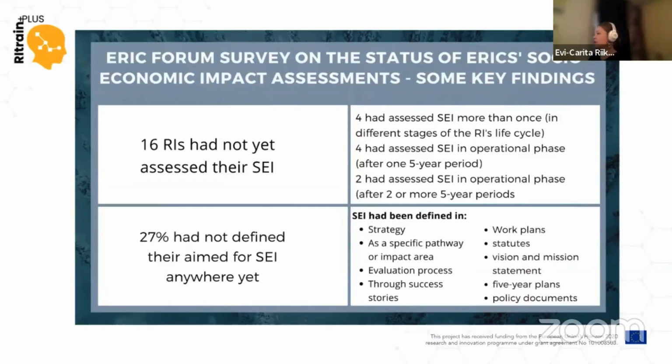Some had linked it to the evaluation process, either to the scientific evaluation that they were required to conduct every 5 years or so, or to the wider evaluations such as the Express evaluation. Some had developed specific success stories that they used to communicate their impact. And they also mentioned documents like work plans, statutes, vision and mission statements, 5-year plans, or other types of policy documents. So again, the definitions were included in different places and different areas of the RI's managerial structure.